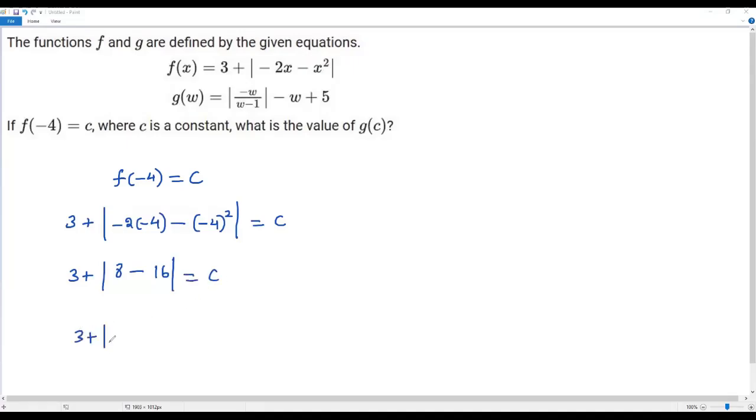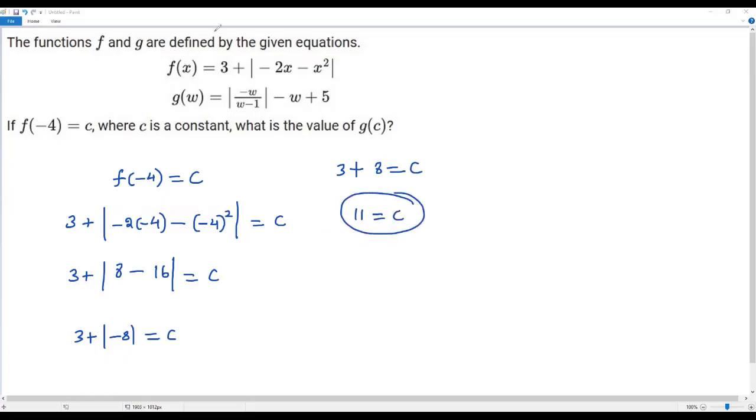So 3 plus, when I simplify 8 minus 16, I'm getting negative 8, absolute value of negative 8 equals c. Okay, then I'm getting 3 plus the absolute value of negative 8, which is just 8, equals c. 3 plus 8 is 11 equals c. Okay, now I got the value of c.